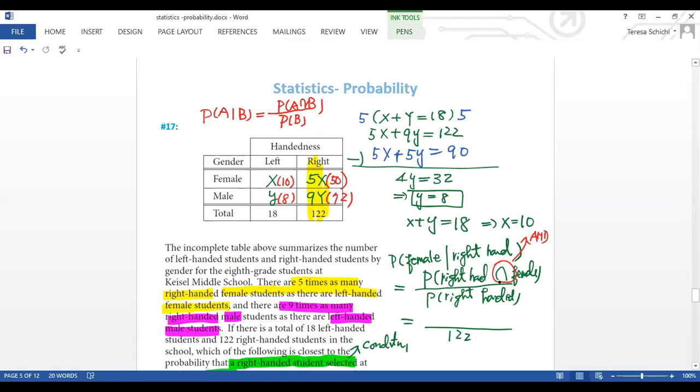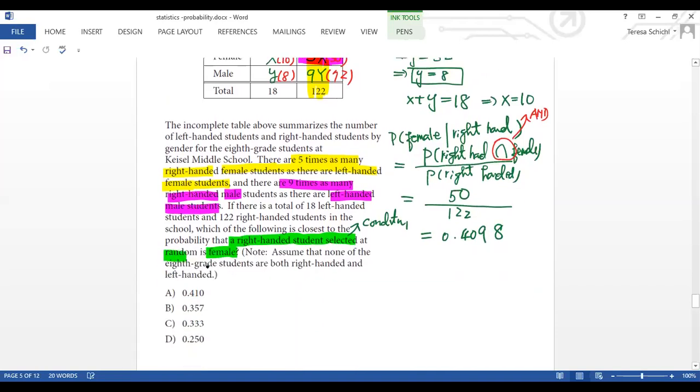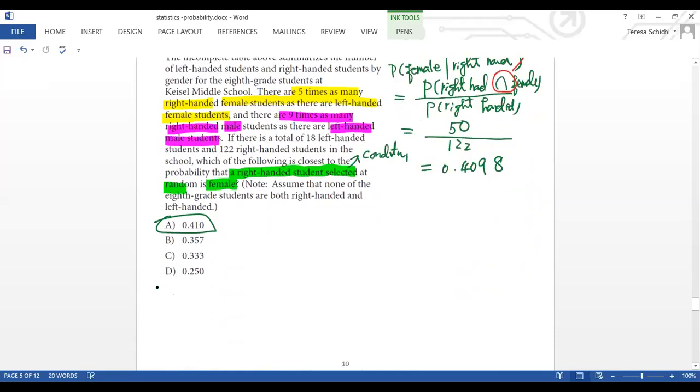Okay, so now the top one here. Right-handed and female. Which column is this one? This is right-handed and female, correct? So what do we have here? It's 50, right? So now 50 over 122 is 0.4098. Let's see, what is the answer closest to? It's 0.410. It's closest to that. All right, so we're doing good.